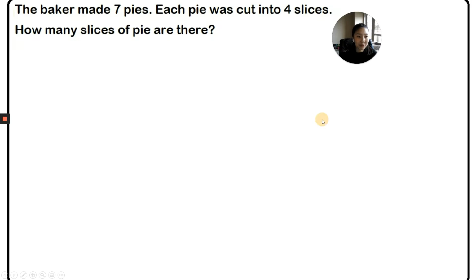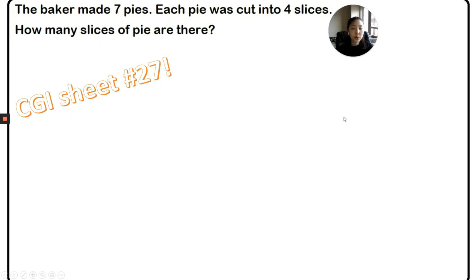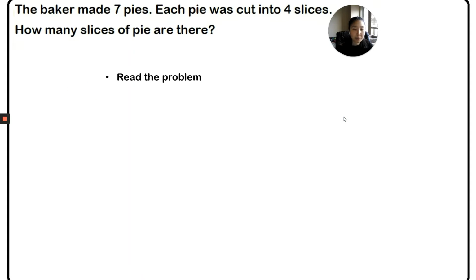Now we're going to head right into technically going over our problem. So right now go to your page for 27 for CGI, and we're going to circle, underline, and box together. Alright, I'm going to read the problem to you. The baker made 7 pies. Each pie was cut into 4 slices. How many slices of pie are there? Good, now I want you to pause and reread to yourself.